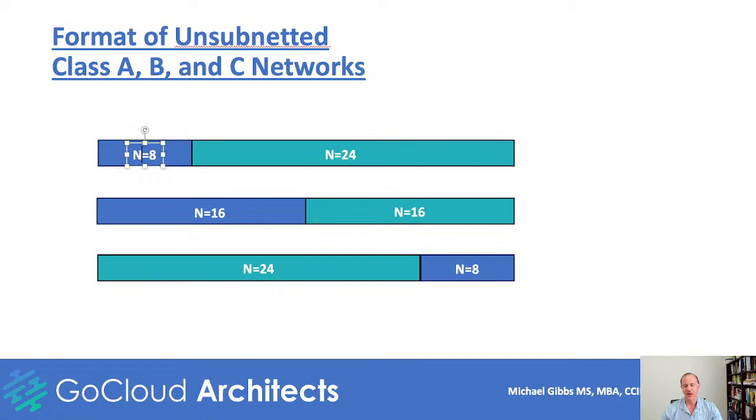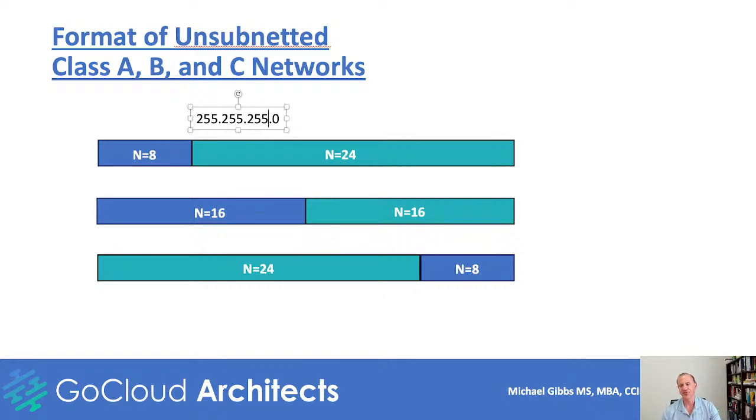Class A, 8 network bits. So what does a Class A look like? It looks like something as follows, 255, because that's the only number of network bits we have, .0.0.0. That's a Class A subnet mask. Now a Class B has 16 bits of subnet mask. So it's going to look like that. And a Class C has 24 bits of subnet mask.